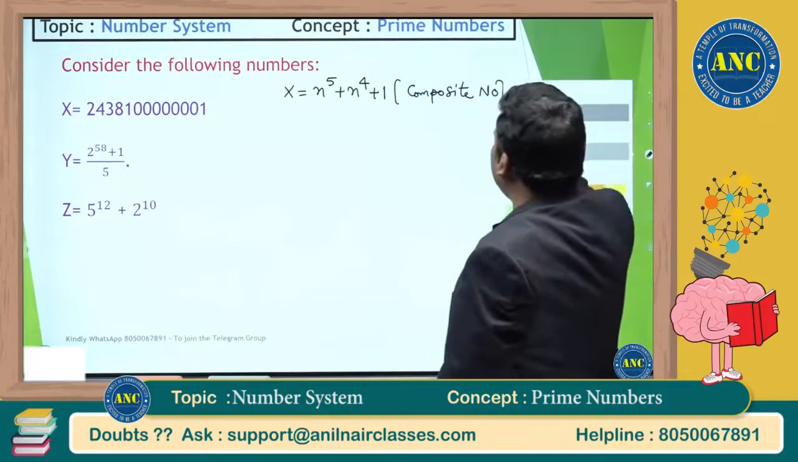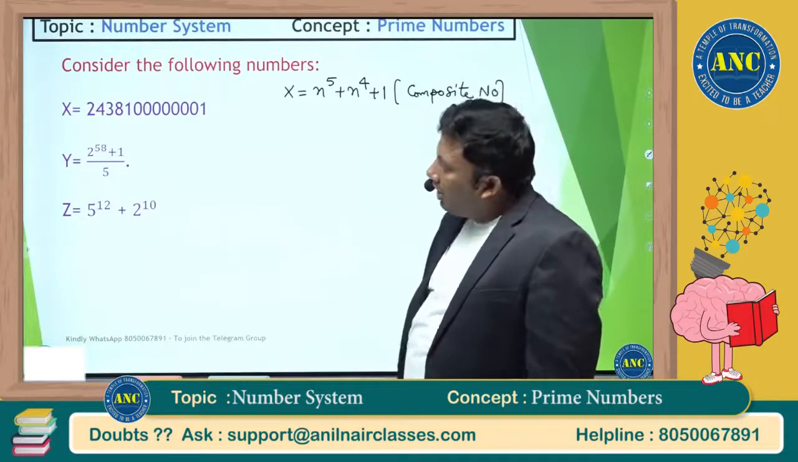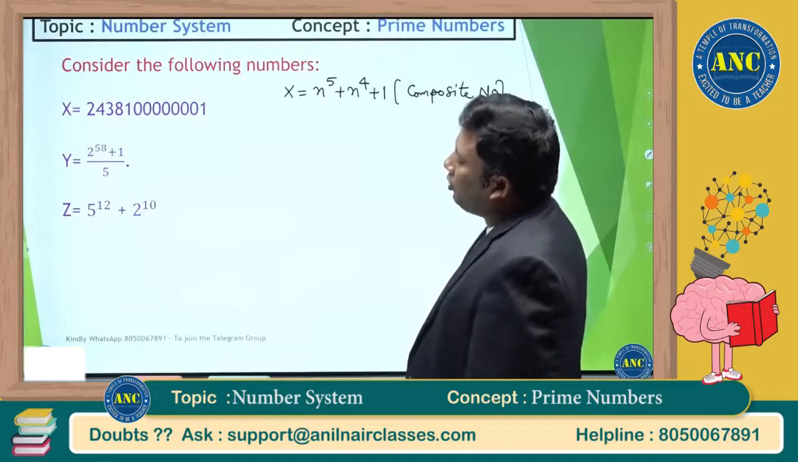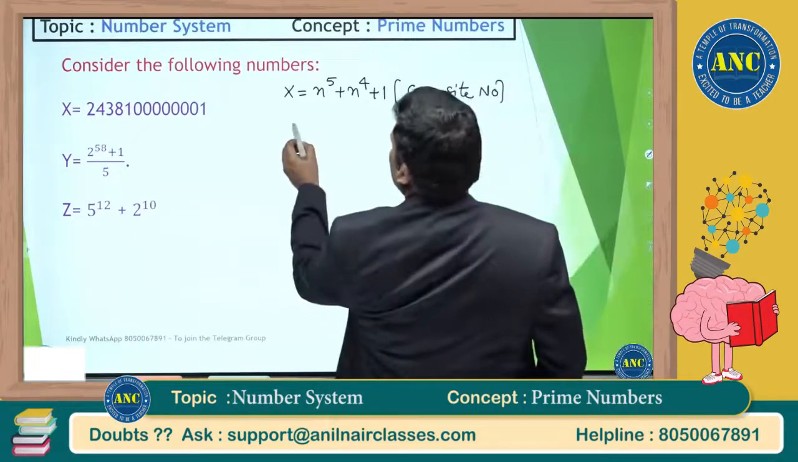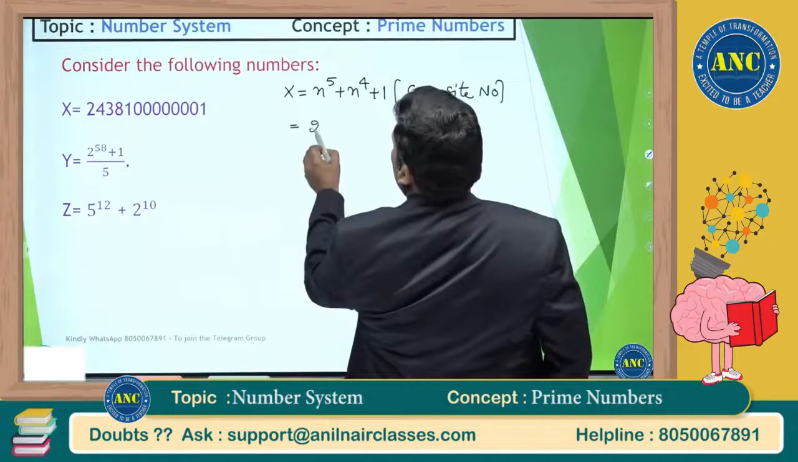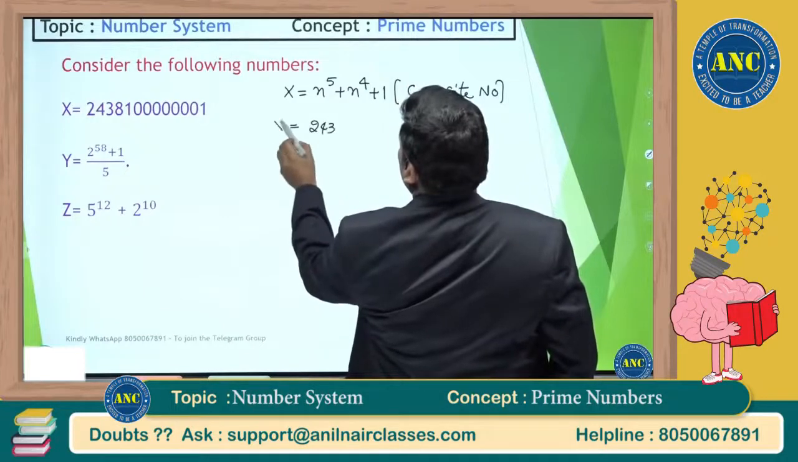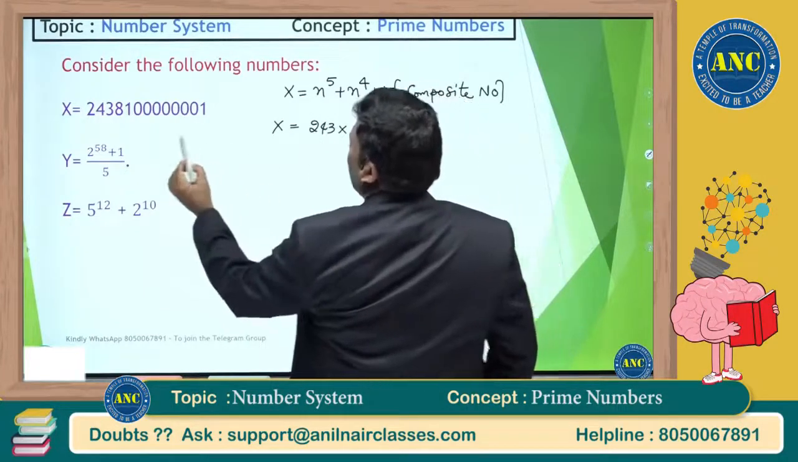Listen carefully. First question. X is 2, 4, 3, 8, 1. So these are nothing but 243 into. How many digits are there?